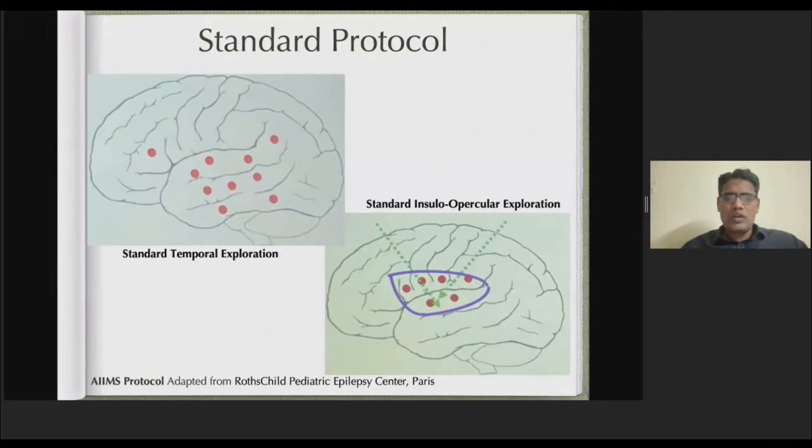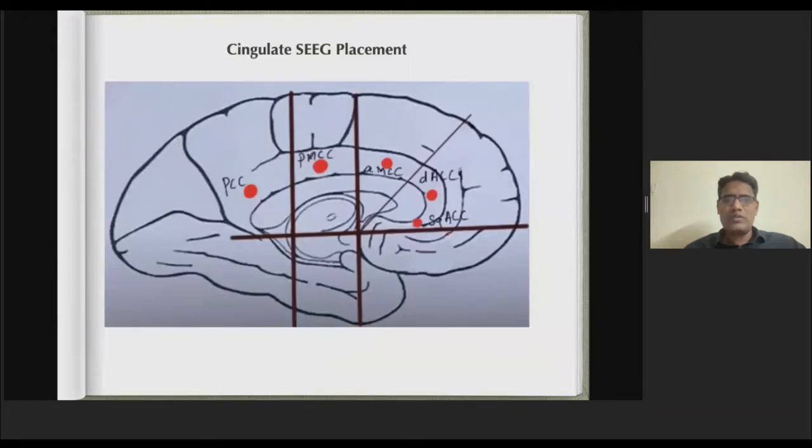We use this standard protocol which we have adapted from the Rothschild Epilepsy Center in Paris. The standard temporal exploration involves the whole temporal lobe, anterior, middle, and posterior, along with a sentinel electrode in the frontal region, as well as the standard insular exploration, where we place anterior as well as posterior electrodes, and also a base, forming the base of a triangle, triangulating three electrodes in the insula. So this is the standard protocol we follow, although due to resource constraints we try to reduce the number of electrodes we place. Similarly for cingulate electrodes, this is the protocol we follow.